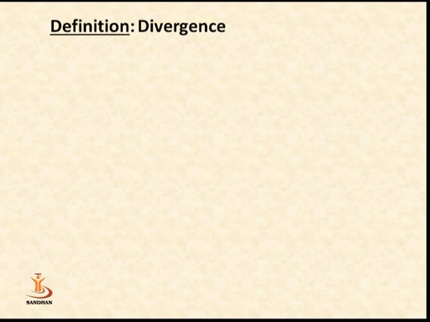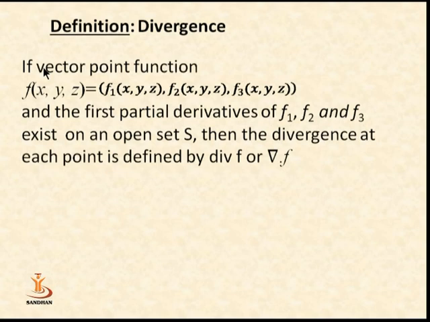Now we see another definition, divergence. The divergence, if the vector point function f(x, y, z), with components f1, f2, f3, are functions of x, y, z. Also, we use only three components x, y, z, and we can do all this process, gradient, divergence or curl, in 2 dimensions, 3 dimensions or n dimensions also. But we take only the 3-dimensional way.